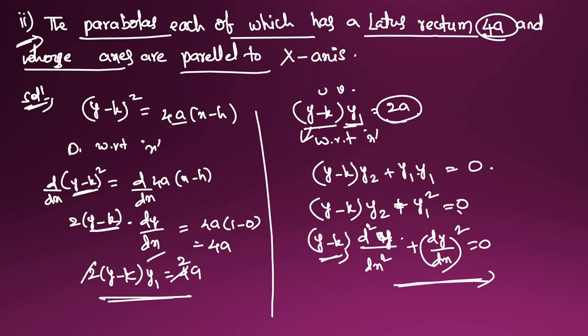Here y minus k is equal to, we can write it as, 2a like that.